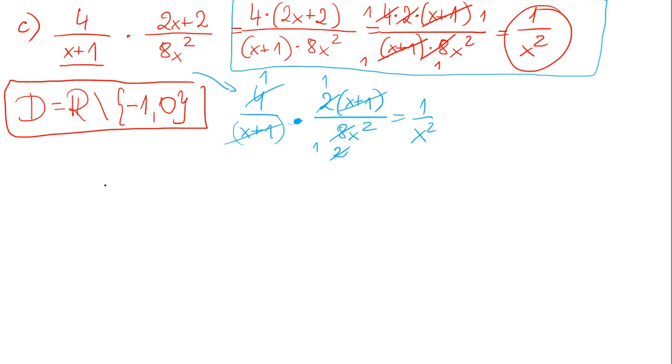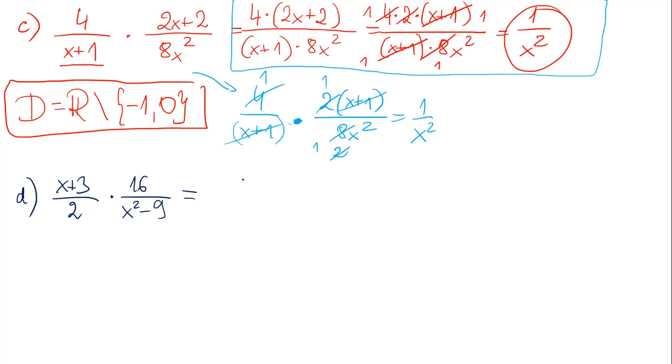So this is C. Alright, let me just check. Yeah, everything is alright. Let's go to D. Now we have 4 over x plus 1 times 2x. Oh, sorry, this is C. Sorry. This is C again. So now we want D. Right, x plus 3 over 2 times 16 over x squared minus 9.